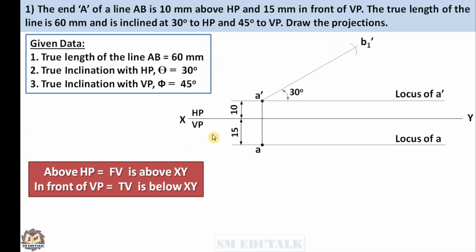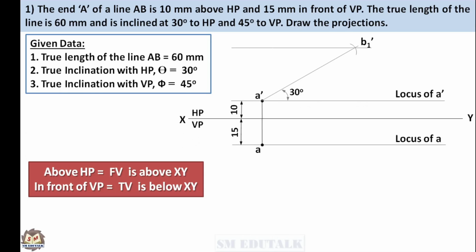It cuts this inclined line at B1 dash. We can call this line the true length line. I already told you we won't get true length in inclined-to-both-planes problems, but it is not possible to draw the projections of the line without true length. That's why a true length line has been drawn here. Using this line, we will draw the top view of the line AB.